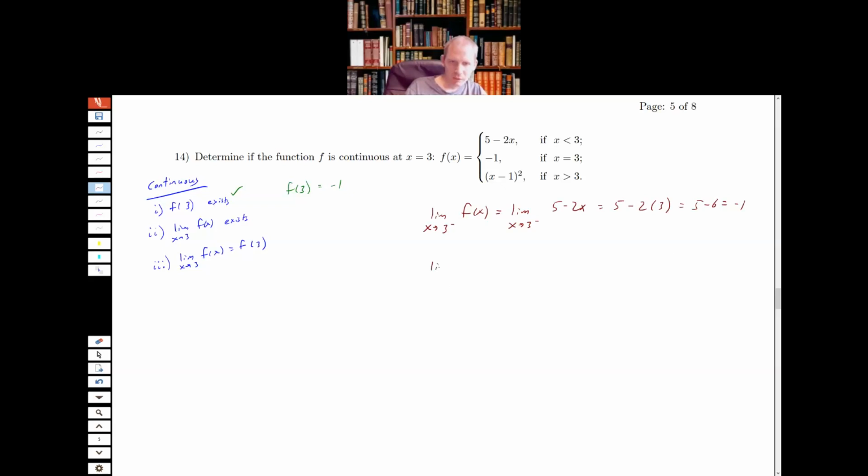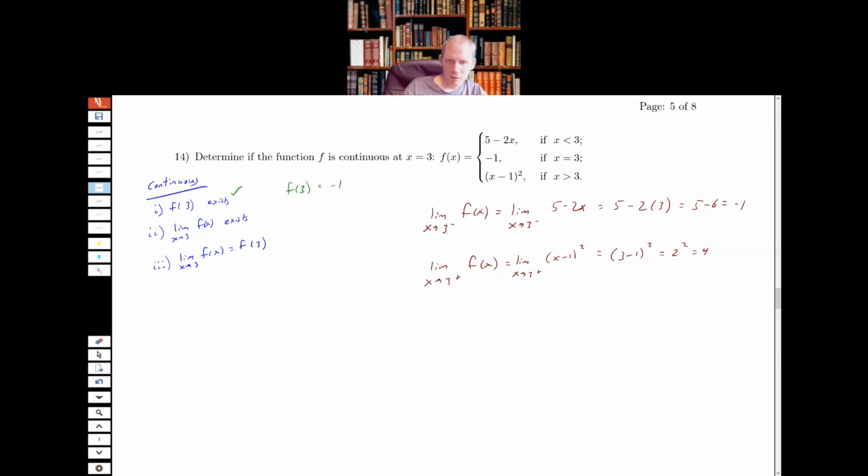Okay. Now let's look at the limit as x approaches 3 from the right. As x approaches 3 from the right, the x values are bigger than 3. So according to my piecewise function, the formula is (x minus 1) squared. Okay, so I can solve this limit using direct substitution. So I get (3 minus 1) squared, which is 2 squared, or 4.